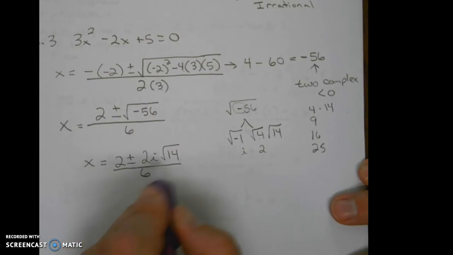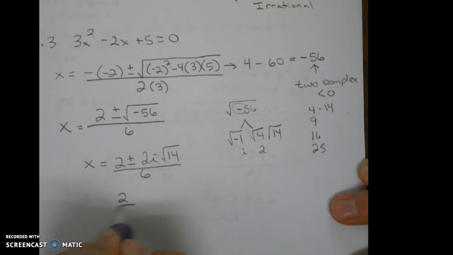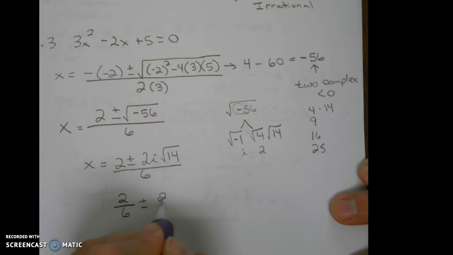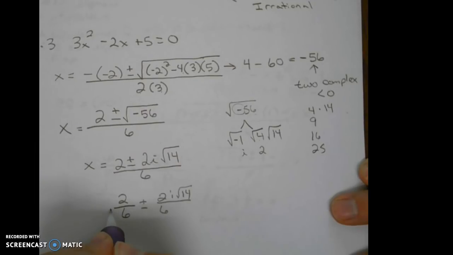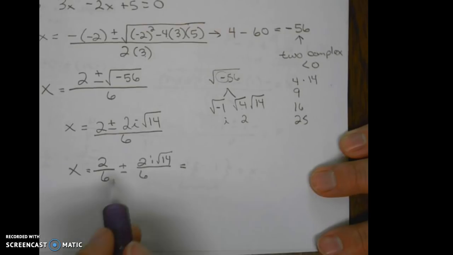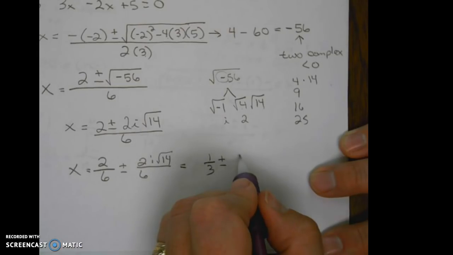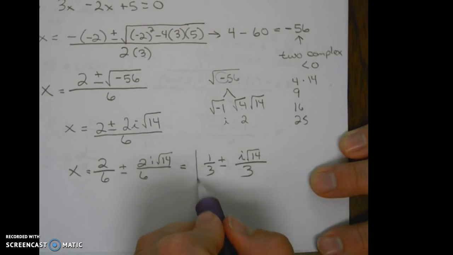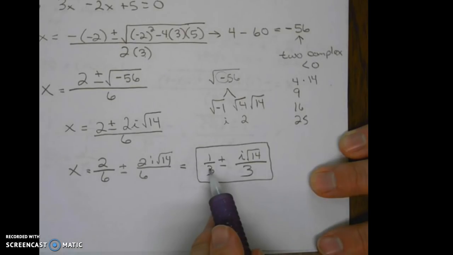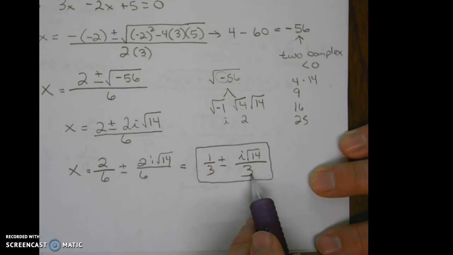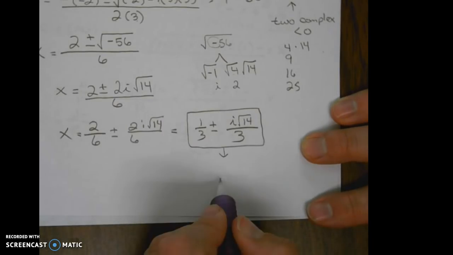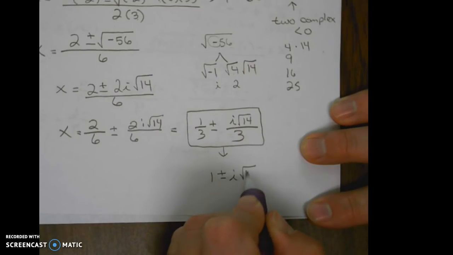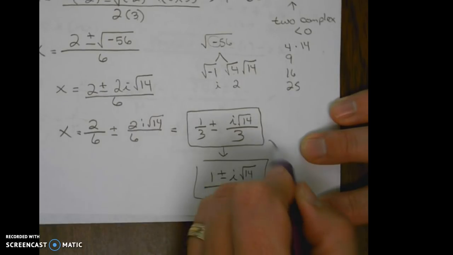Then, just like we did before, we're going to break this up into 2 fractions. So 2 over 6 plus or minus 2 over 6, i radical 14. Simplifying, 2 over 6 reduces to 1/3, plus or minus 2 over 6 reduces to 1/3. And there's your two complex solutions. 1/3 plus i radical 14 over 3, and 1/3 minus i radical 14 over 3. We could rewrite it as one fraction as well. So either answer would be correct.